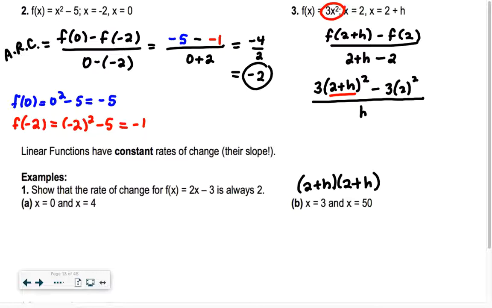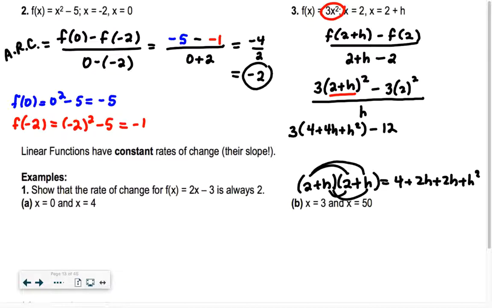So that's fine. If you want to write 2 plus h times 2 plus h and you FOIL it out, you're going to get 4. Your outer is 2h. Your inner is 2h. And your last is h squared. So we have 3 multiplied by 4 plus 4h plus h squared. And then we have minus 12 all over h. Then we continue to simplify. So we get 12 plus 12h plus 3h squared minus 12 all over h.